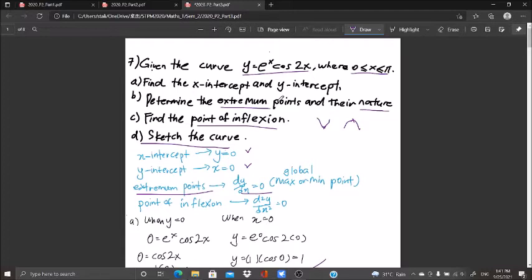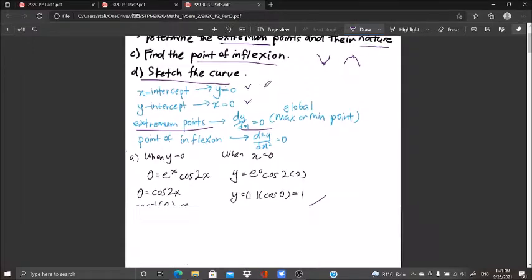Question 7: given the curve y equals e^x cos 2x, where x is between 0 and pi. A, first we need to find the x-intercept and y-intercept. B, determine the extremum points and their nature. C, find the point of inflection. D, sketch the curve. So we know that sub-questions A, B, C are serving question D. What we do eventually is to obtain D.